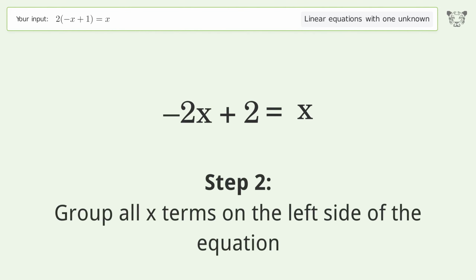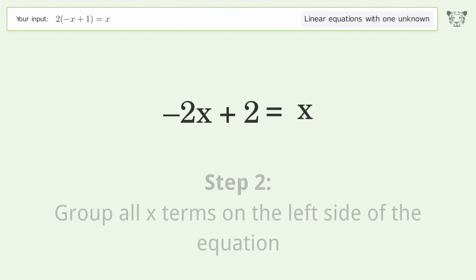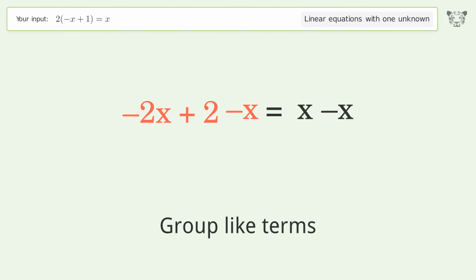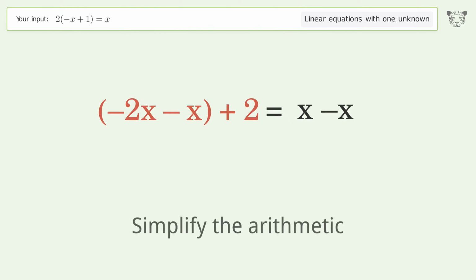Group all x terms on the left side of the equation. Subtract x from both sides. Group like terms. Simplify the arithmetic.